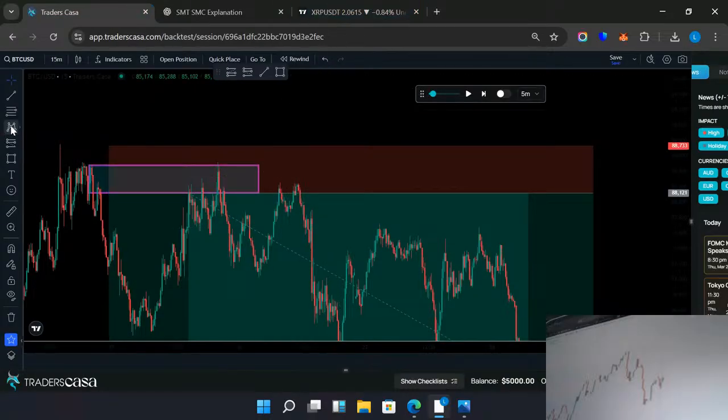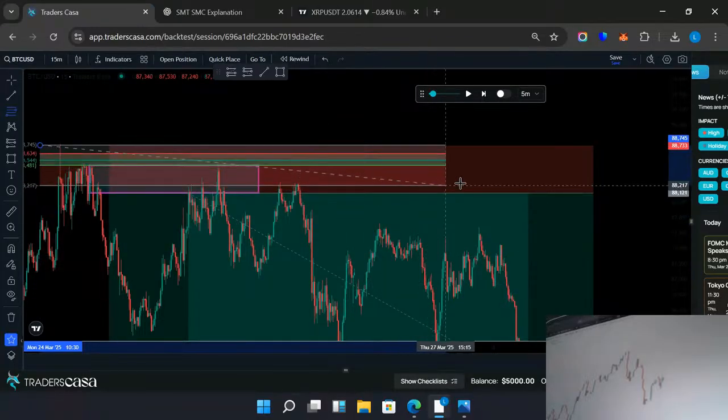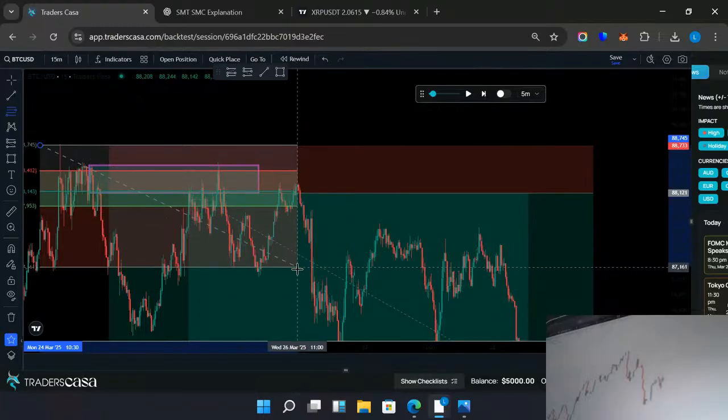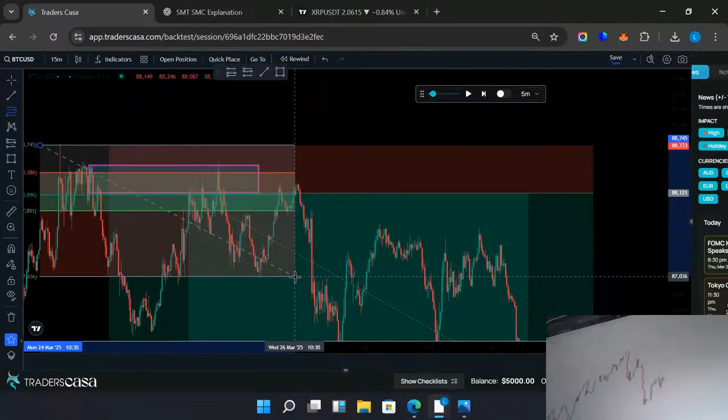Now if I show you with this fib, the topmost point to the change of character in the last green candle in this, I'll show you where was the change of character. Was it here somewhere? Let me check. I think over here somewhere. Yes. Look at this. Same zone.